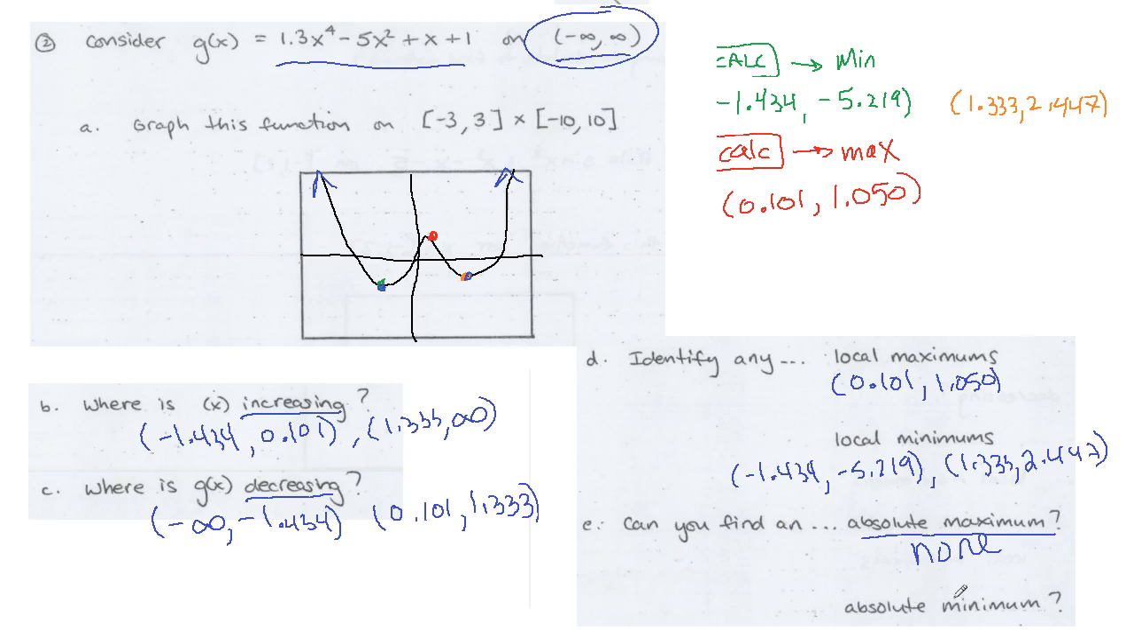And the absolute minimum is the absolute lowest y value we ever get. So we can look and see which of these y values is the lowest. This should be a negative 2.4. It should be negative, shouldn't it? That should be negative. My mistake. Anyway, the absolute minimum would be this y value right here of negative 5.219.